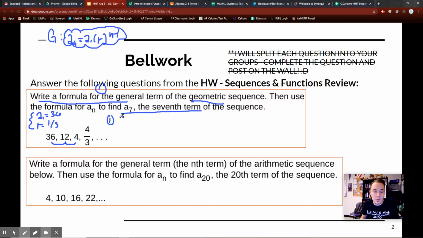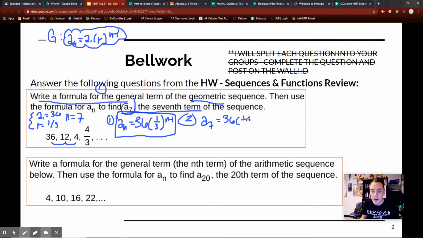Let's get started with my general formula. It's a sub 1, and then my first term is 36. My r is going to be 1/3, and then n minus 1. So this is my general term formula. That's the first thing they're going to ask. The second thing they're going to ask, and we're going to add on to our variable list here, n equals 7, because they want us to find a sub 7. So I write a sub 7 equals, my first term is 36. I have 1/3 for my r, and then 7 minus 1.